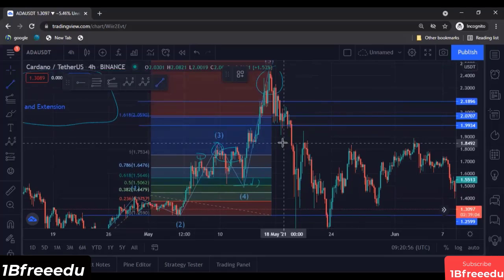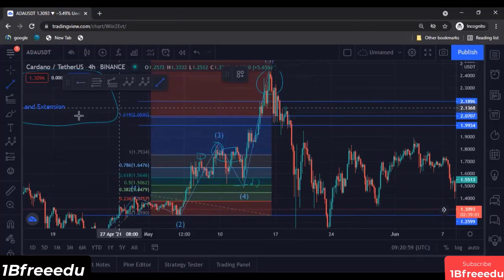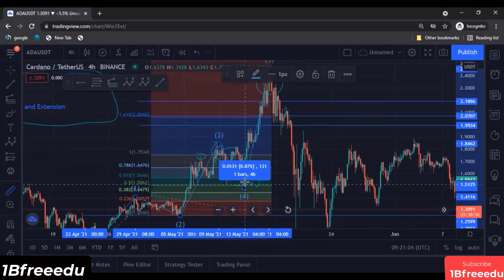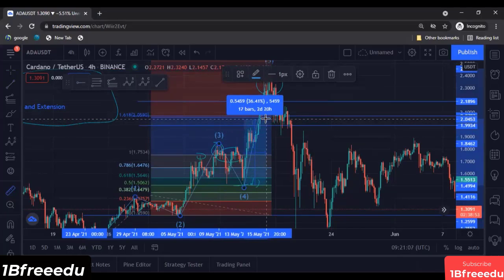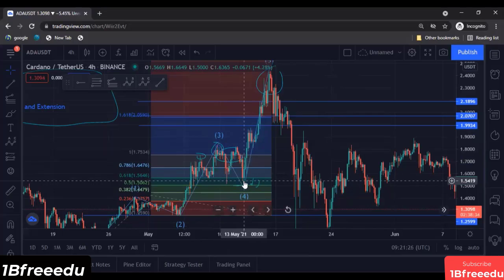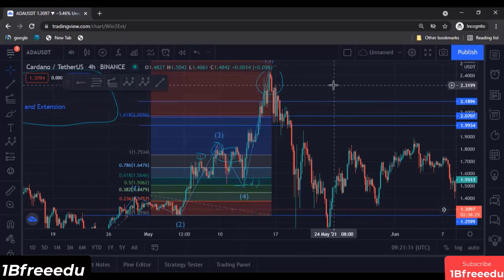And if you would have bought from here, and according to that analysis, let me show you. Yep. If you could have bought from here, and according to the analysis, you should have sold at 1.618, then you would be in a 37% profit. And it would have happened from 13th May all the way up to 15th May. So basically, in 2 days, you would have gotten 35% profit.